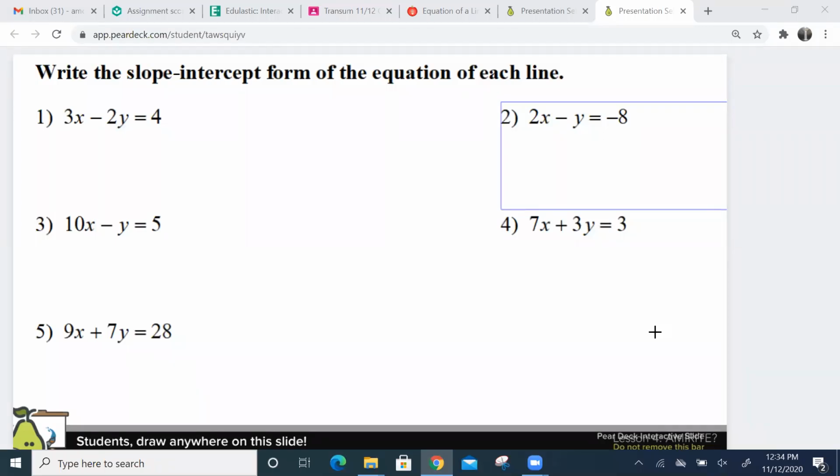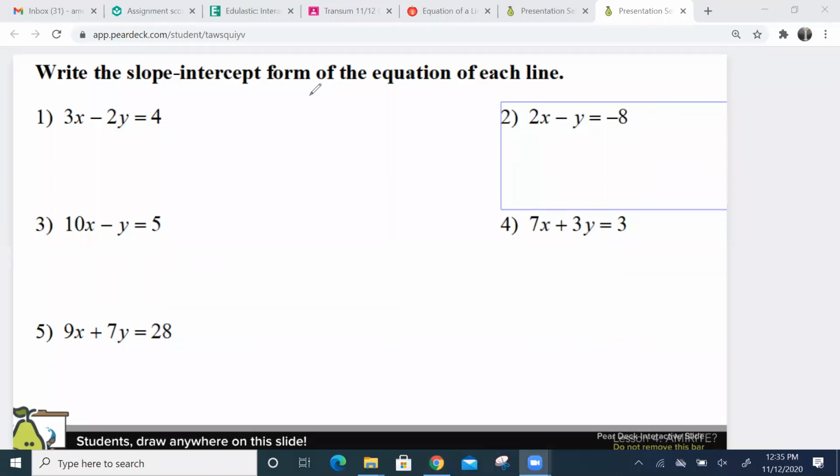Okay, so I'm gonna make a video for the Pear Deck for today. This was the warm-up. What we're trying to do here is change the equation from standard form, which is the way it is right now, to slope-intercept form. Okay, and the way to do that is to get the y by itself.